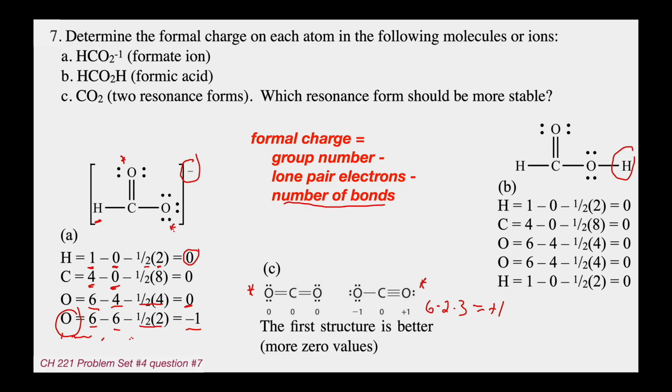So the formal charge analysis will tell you which is the best structure. More zeros is better than less zeros. So the structure on the right with a -1 and a +1 is not as stable as the one with all zeros.